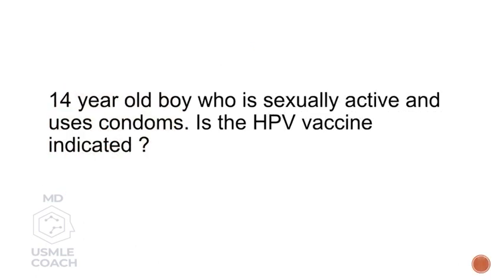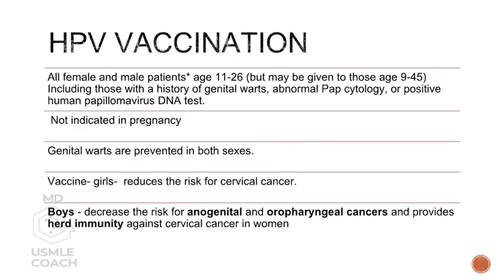A 14-year-old boy who is sexually active and uses condoms. Is the HPV vaccine indicated? HPV vaccination guidelines have to be remembered. All female and male patients aged 11 to 26, but it may be given as early as 9 years and up to the age of 45 years. But after the age of 26, the efficacy of the vaccine decreases as the patient is most likely already exposed to the HPV virus. Those with a history of genital warts, abnormal pap cytology, or a positive human papillomavirus DNA test can be given HPV vaccination.